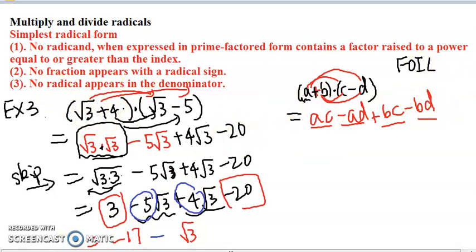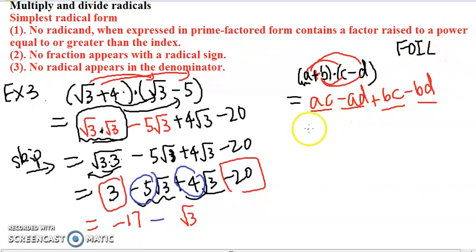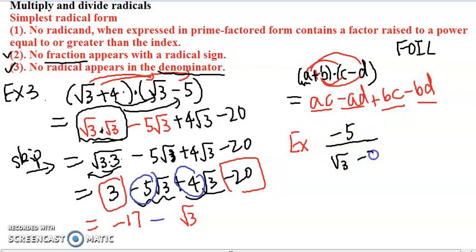Now next, we're going to talk about division. So far we have talked about different types of multiplication questions. So now, what if we have division? For division questions, notice that you will have fractions, because dividing by something is like fractions. You may have a denominator. So we have to apply these two rules. And let's look at negative 5 divided by square root of 3 minus 2.